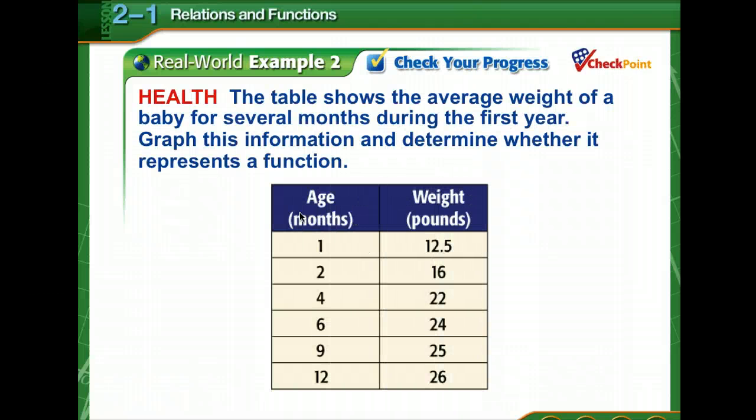Now I want you to check your progress. Pause the video for a moment and work this problem.